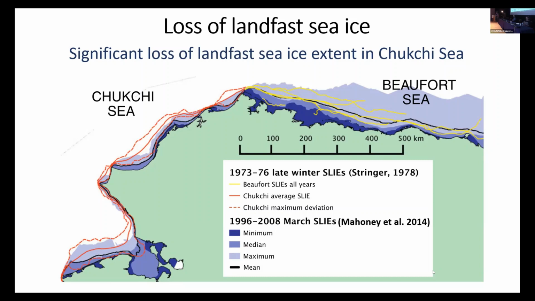And then later on, based on some different satellite data in 1996 to 2008, I kind of repeated their study. And what we found was that in the Beaufort Sea, not a whole lot of change. Landfast ice was found pretty much in the same places that it was back in the 1970s. But on the Chukchi side, there was significant loss of landfast ice, indicating that the Chukchi side is experiencing different changes to the Beaufort Sea in terms of landfast ice extent.